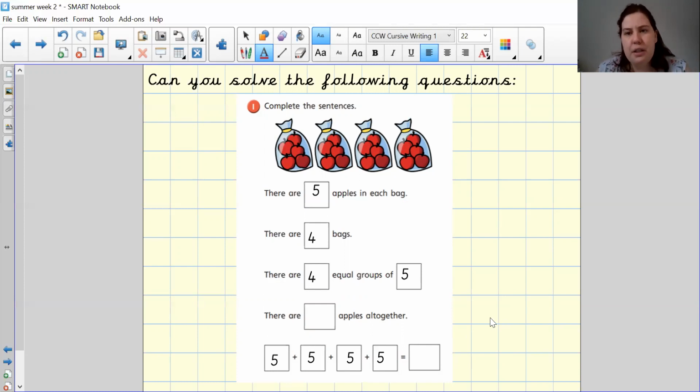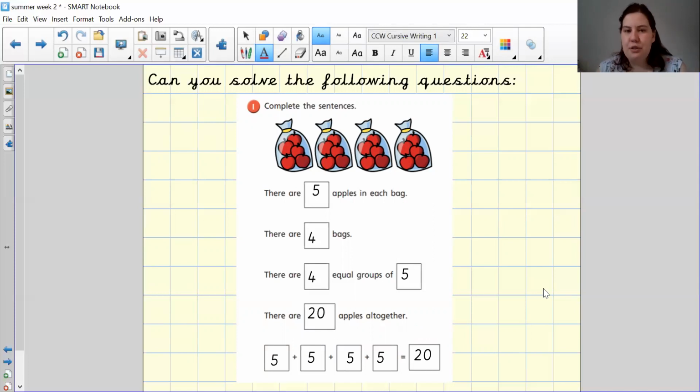Well, this is a chance for you now to use a number line or any materials in your home to work out this problem if you want to. So let's count with me if you can't. So you can either stop the video now and work it out yourself or count along with me. 5, 10, 15, 20. Well done. So there are 20 apples all together.